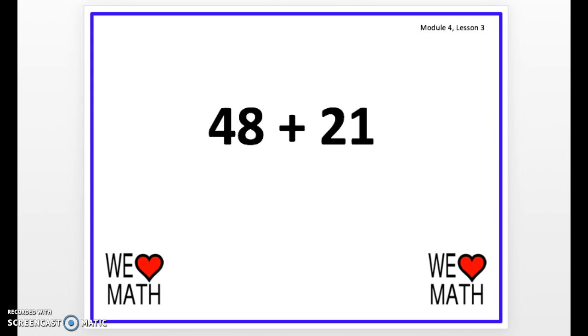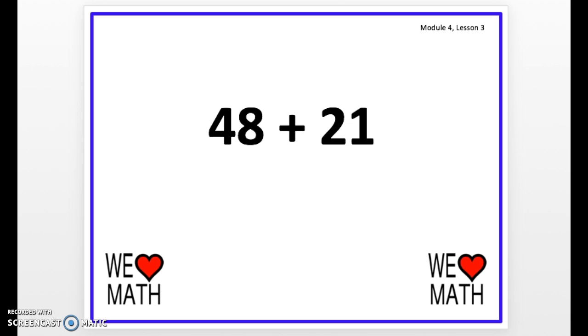48 plus 21. I want you to write this right underneath. What do you notice about this problem and the last problem we just did? 48 is the same, right? And the 21, that's really close to the 20 that we just had. Now, how much difference is there? Well, we have 20 and 21. 21 is definitely bigger, but only by 1.